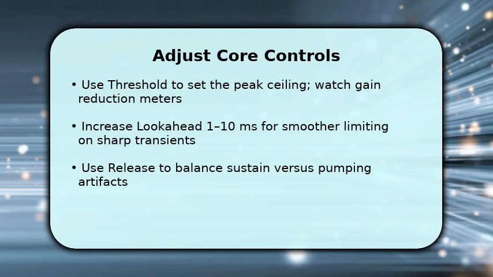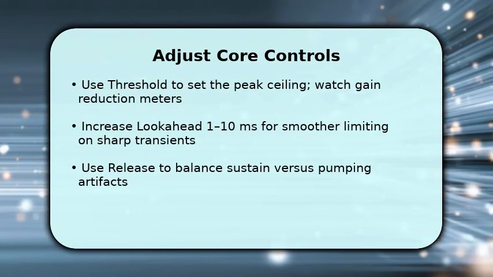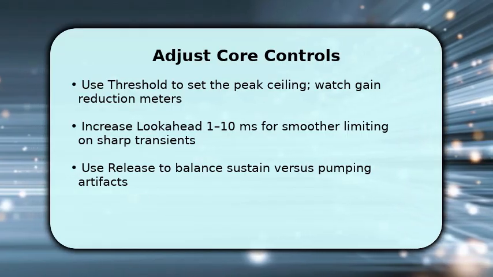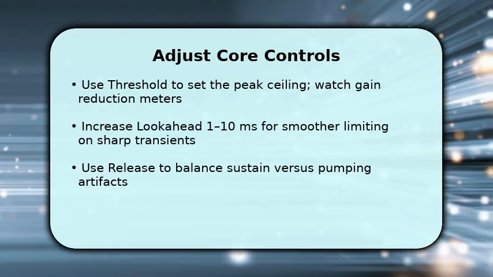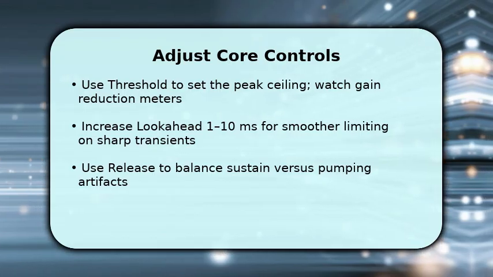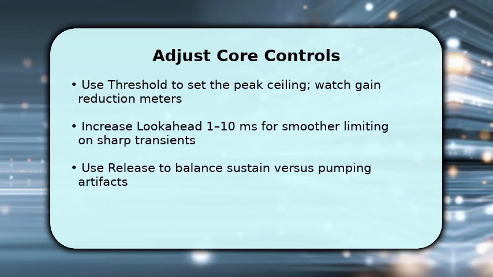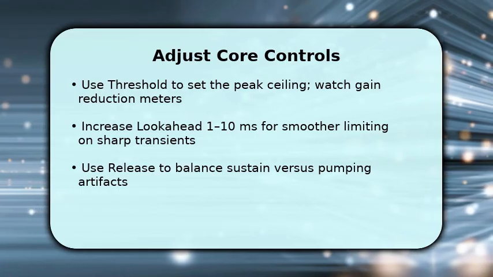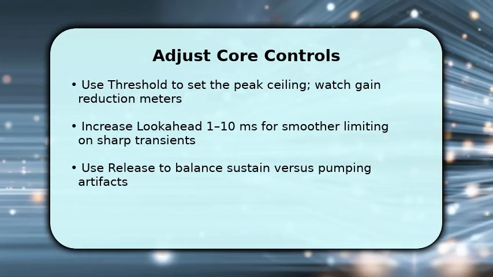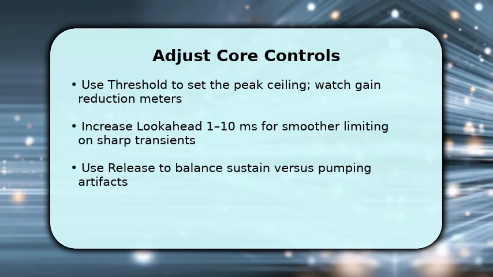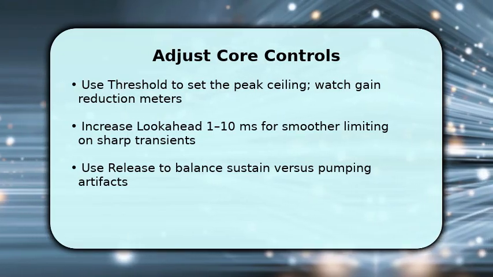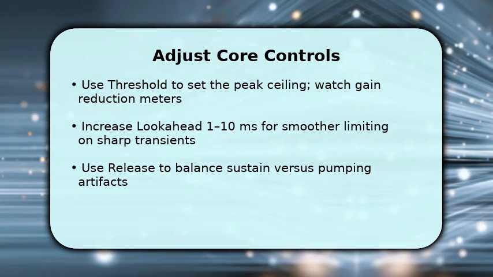Now focus on the limiter's core controls to sculpt loudness and transparency. Reduce the threshold until you see gain reduction on loud peaks. You want consistent peaks without excessive reduction. Increase look-ahead by a few milliseconds to let the limiter react before transients hit, which reduces distortion. Make sure not to overdo it and introduce latency.